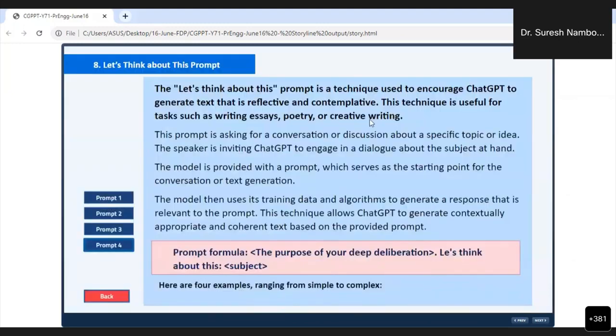So this is "Let us think about this." Please understand, with just one phrase, we are getting a treasure from ChatGPT. We should not forget this type of prompt.